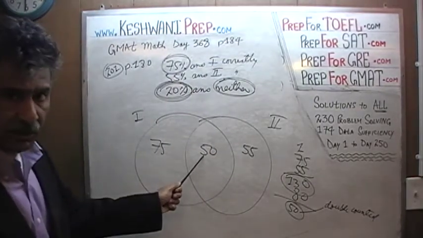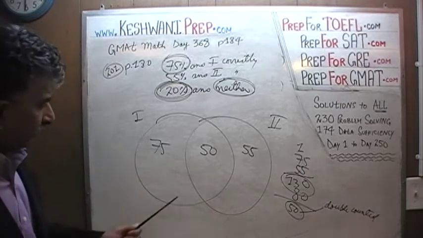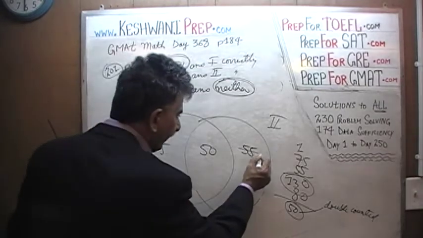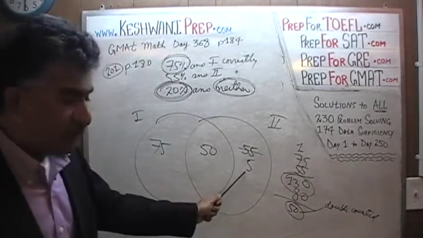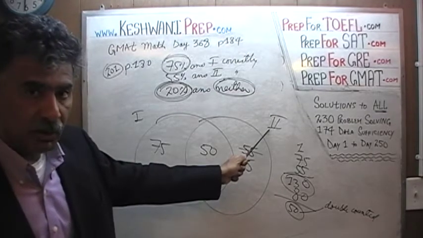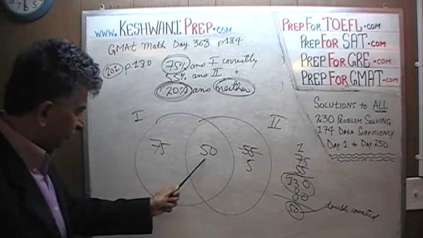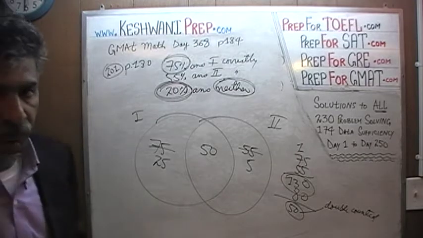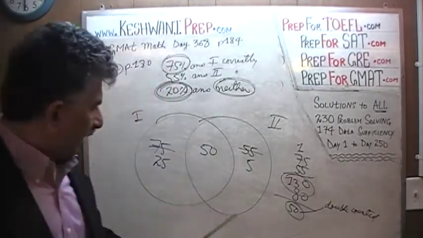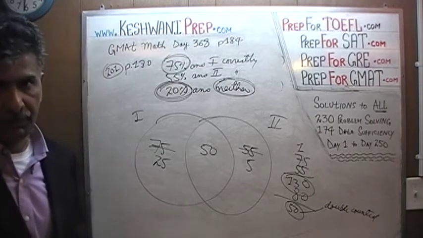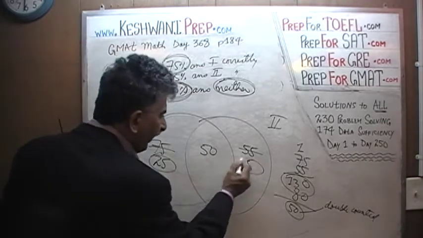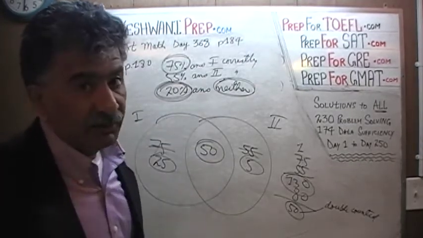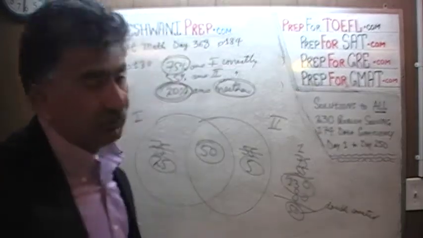As soon as we put a 50 here, we have to go back and immediately adjust the two figures. If you put a 50 here, out of this 55, 50 of them also answered question number 1 correctly, and this 55 now becomes 5, which tells us that 5% of the people answered only question number 2 correctly and not 1. Similarly, as soon as we put 50 here, we have to change this to 25. That tells us that 25% of people answered question number 1 correctly, but not number 2, and 50%, half the people, answered both of the questions correctly. And now, as you can see, 25 plus 5 is 30, 30 plus 50 is 80, and of course 80% of the people answered either 1 or 2 or both correctly, and 20% answered neither.